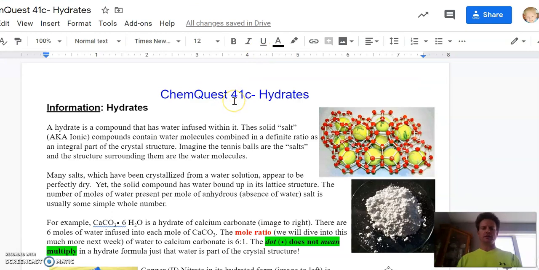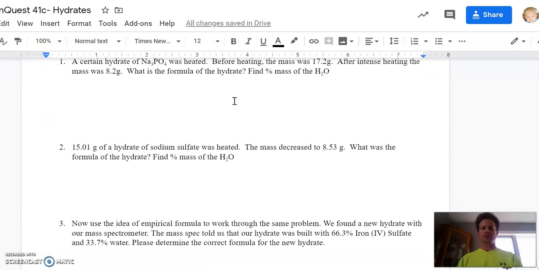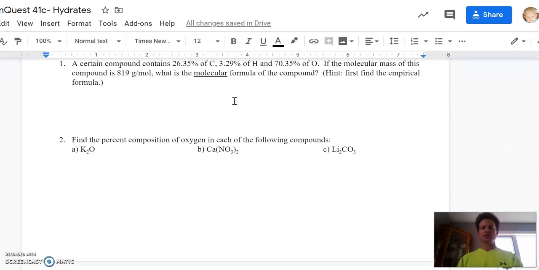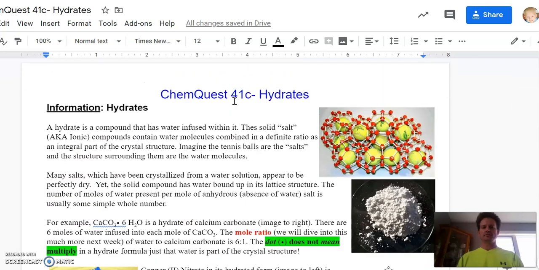Then we have our ChemQuest. I'll do a separate video just rolling through that, but you can see there are only 3 new questions, and then there are 6 review questions, because we have some of those on our quiz this week. It'll be a good idea to take a look at it.